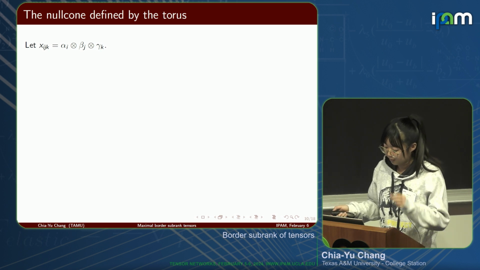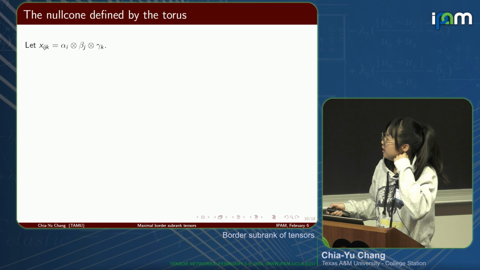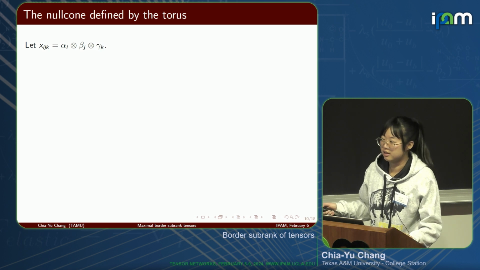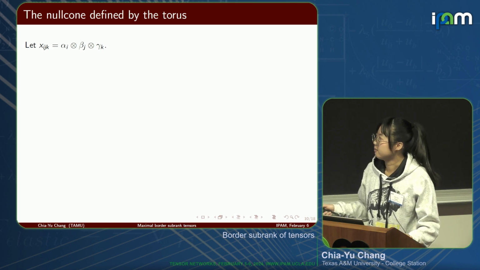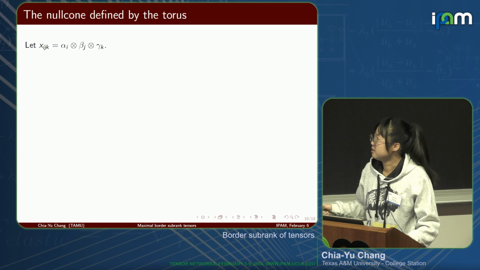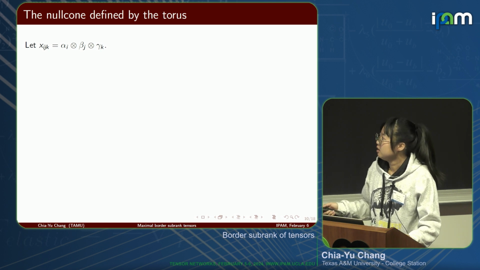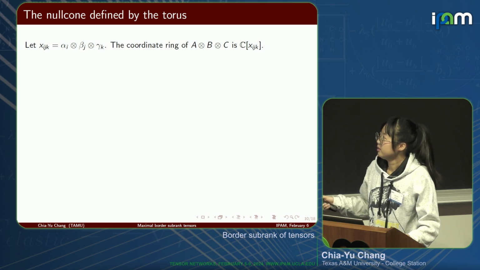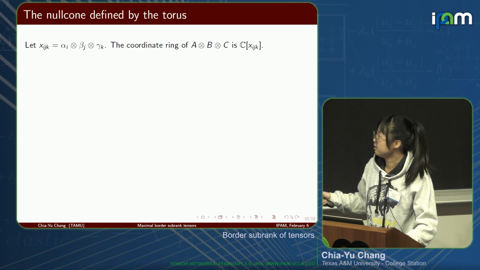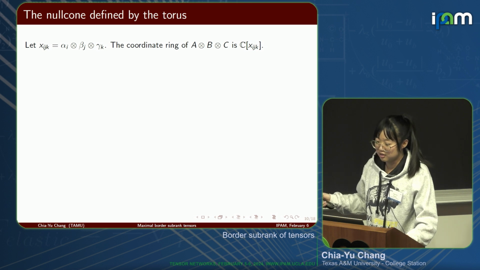Okay, now let's define x_ijk to be alpha_i tensor beta_j tensor gamma_k. Note that here alpha_i, beta_j, gamma_k are the dual bases of the bases in A tensor B tensor C. So we can write the coordinate ring of this tensor space to be the algebra C[x_ijk] with variables x_ijk.